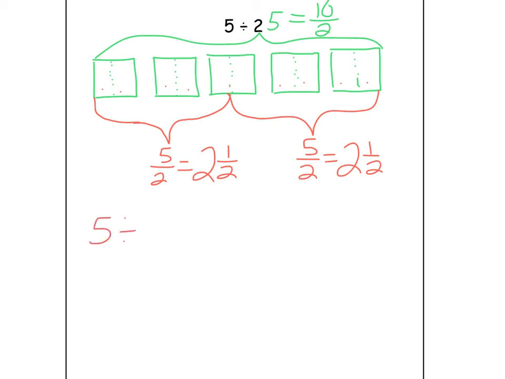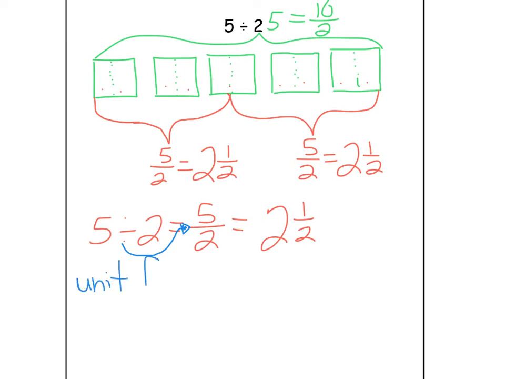5 divided by 2 is equal to 5 halves. Remember, our division sign is the same as our fraction bar. And then 5 halves is also equal to 2 and 1 half. For the unit form, so let's label that.